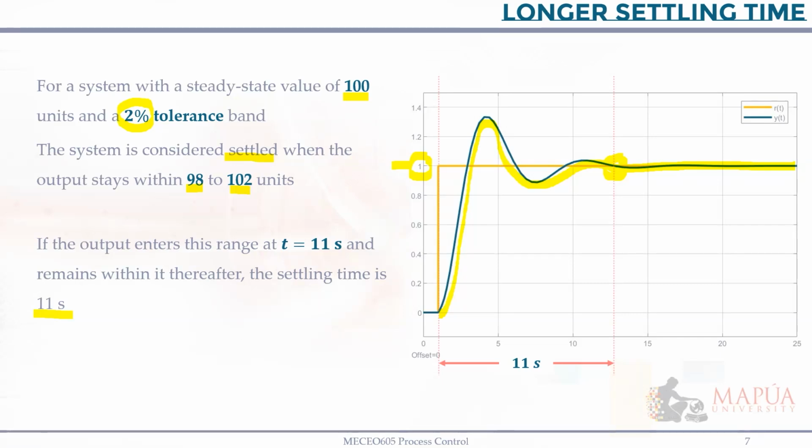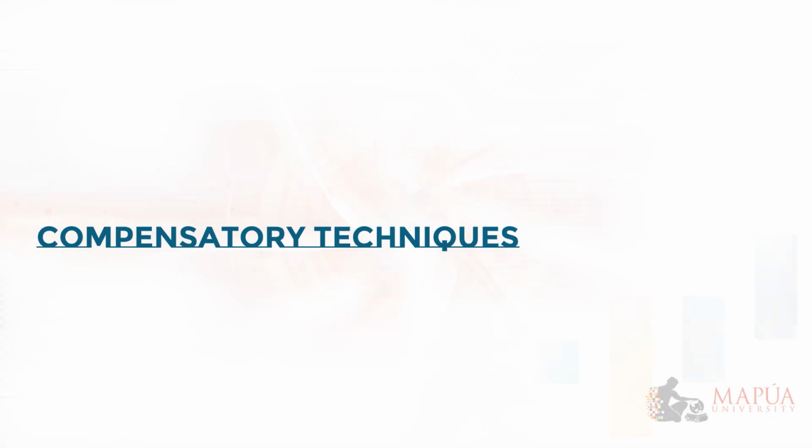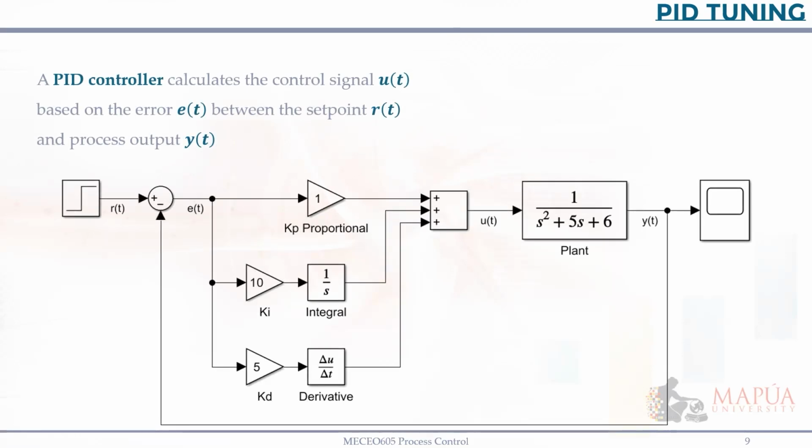So we have some methods or techniques to compensate for this delay. The first is PID tuning. A PID controller calculates the control signal. This is the control signal, and this is my process, or another word for process, the plant.